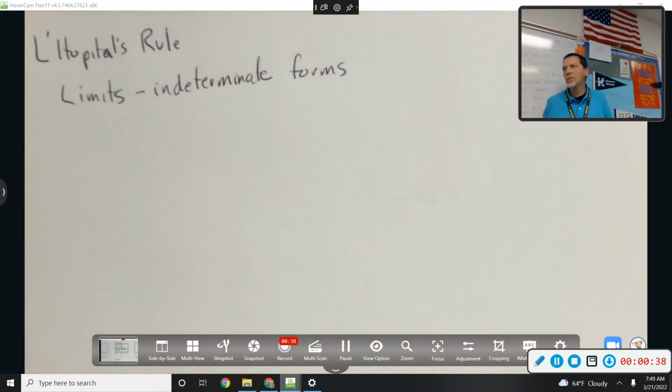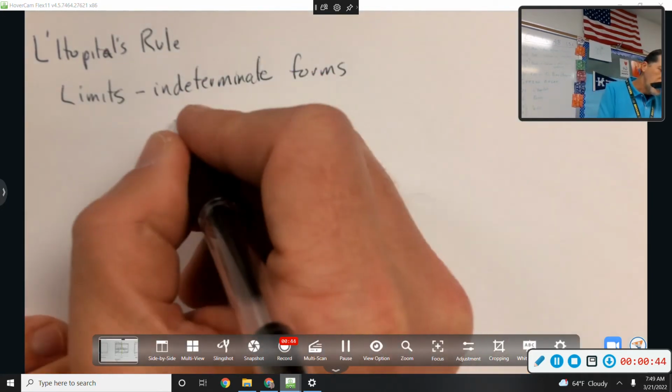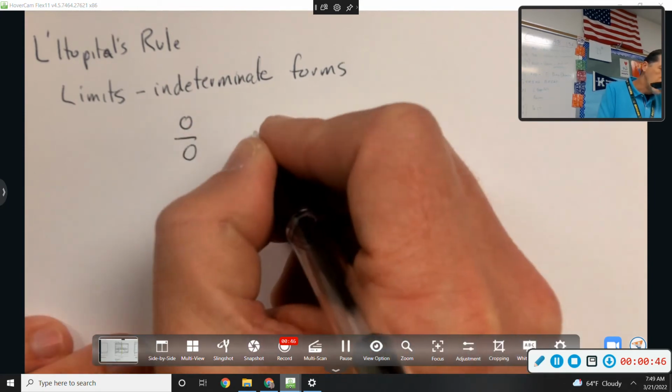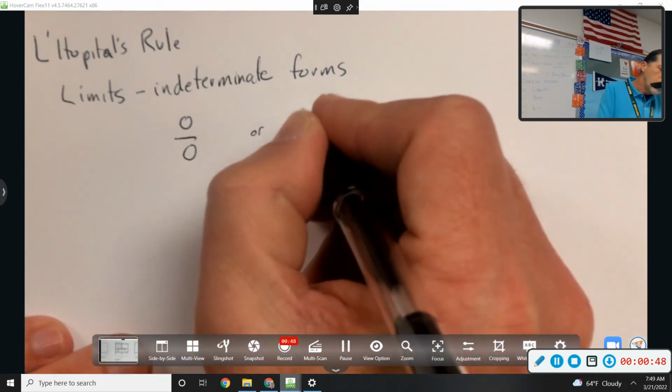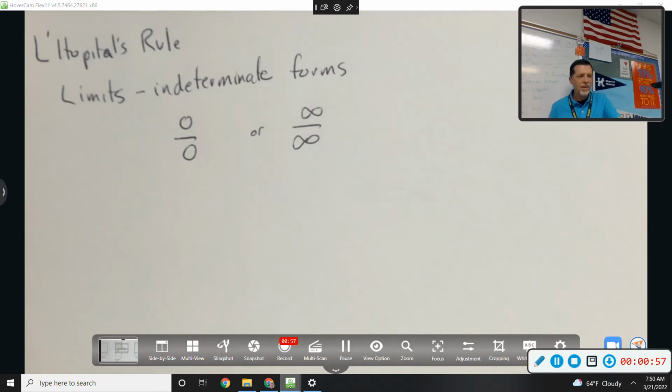It's been a while since we did limits. So indeterminate forms are if you get 0 over 0 or infinity over infinity. Those don't really reduce. They might be 1, but they might be 0, they might be infinity, they could be anything.